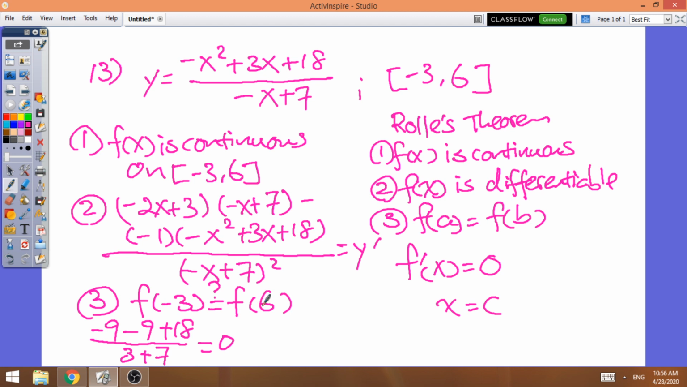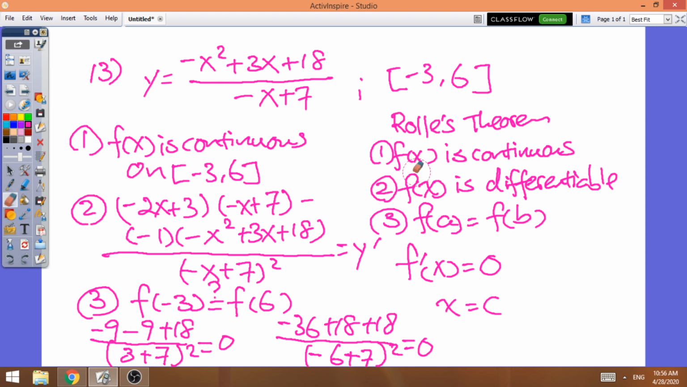What about f of 6? Would that be 0 as well? We got negative 36, 3 times 6 is 18, plus 18. Again, it's 0 over negative 6 plus 7, quantity squared. So it's going to be zero again. So actually, the function satisfies all three conditions. Once the function satisfies all three conditions, we can find the value of c.